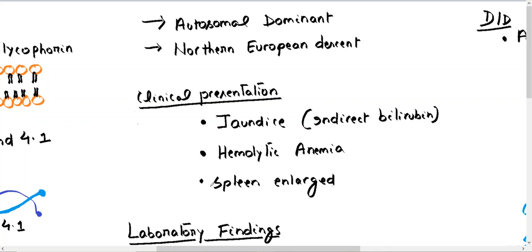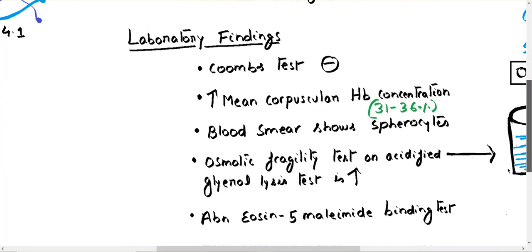Okay, and as discussed, why is there a splenic enlargement? Because these rigid RBCs are less deformable and they get trapped in the splenic circulation and they are taken out by the splenic macrophages. As a result, there is splenomegaly.